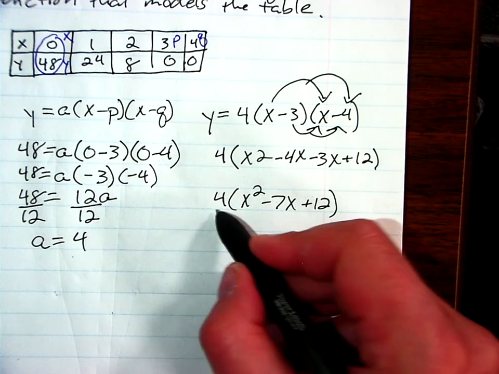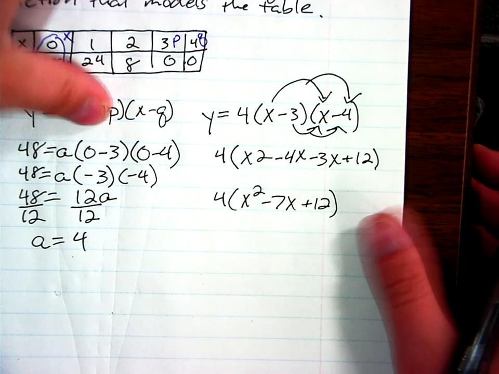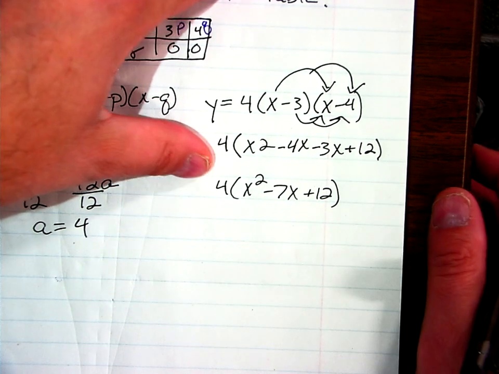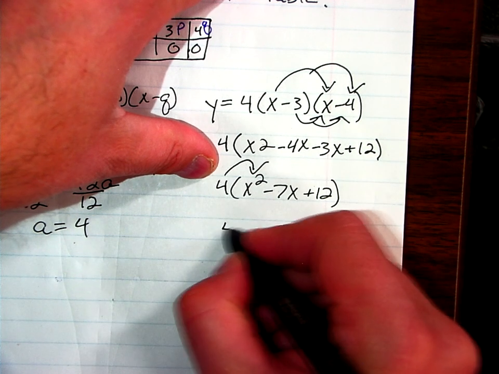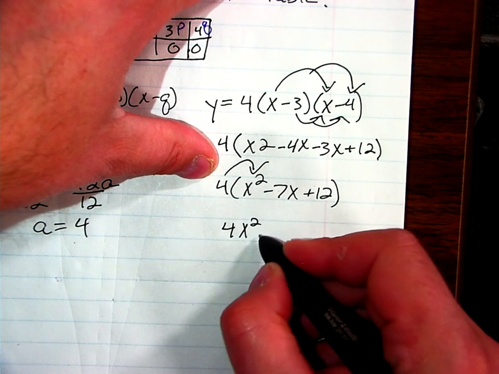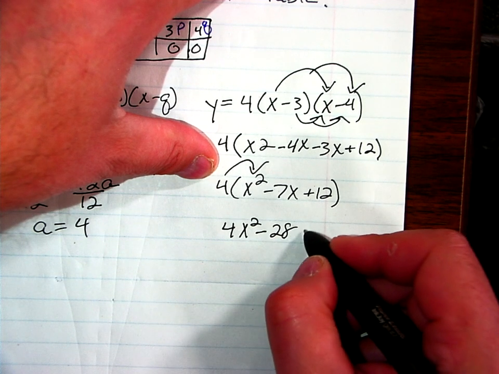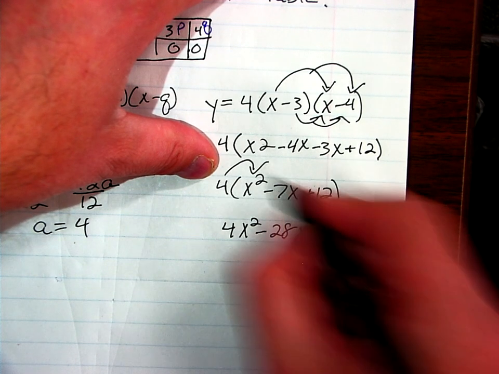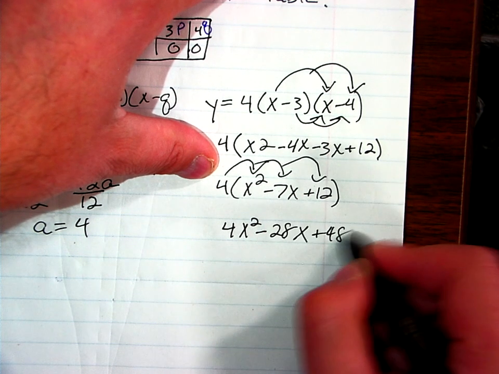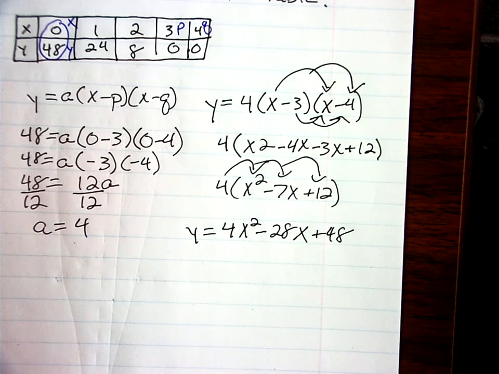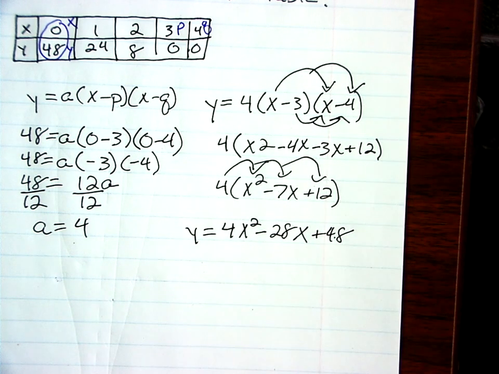Is it good math to leave this number outside of my parentheses? No, we're an inclusive group most of the time. So let's combine them all. 4 times x squared. 4 times negative 7x. I'll help you with that. That's pretty tough math. 4 times 12. You are correct. And congratulations. This is in standard form. This is in factored form.